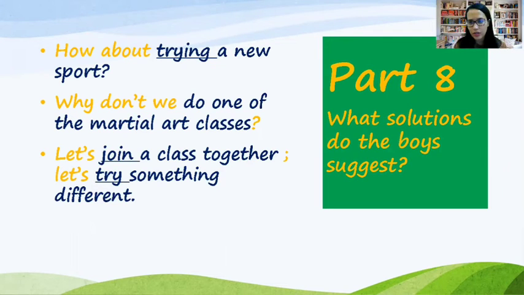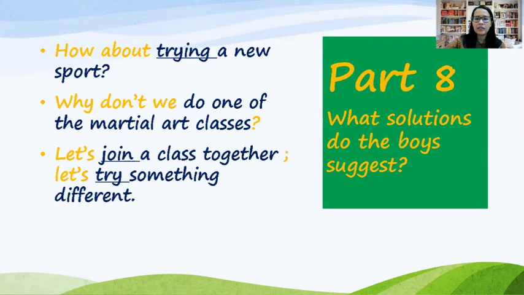It's not only should, friends. You can say, how about? Why don't we? And let's. Okay, let's talk one by one. How about trying a new sport? How about studying? How about practicing math harder? So after how about, you use verb ing, correct? Okay. So change or add ing after the verb. Try, trying, practice, practicing.